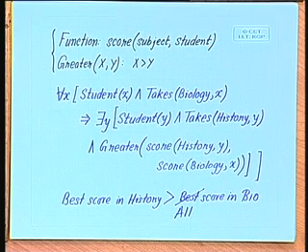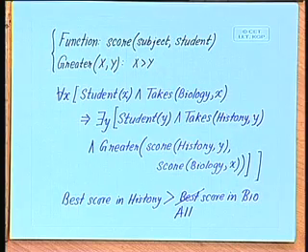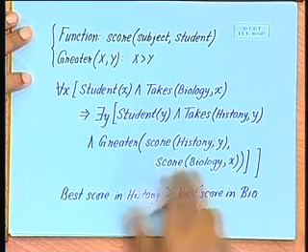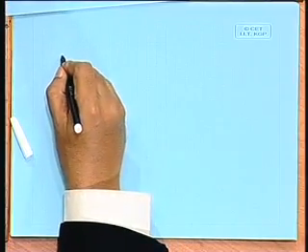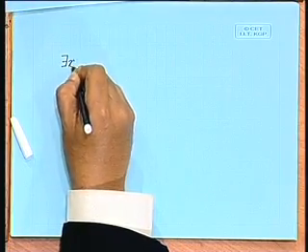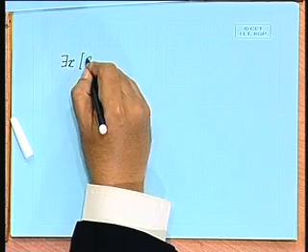In which the first one is there exists X such that student X and takes biology X. The second one is that there exists Y such that student Y and takes history Y, and the third one is that greater score history Y and score biology X. Now, come again. How do you want to write this? These three terms will be ANDed, and the first one, instead of for all X, it will be there exists X. Okay, let me rewrite this. So, you are saying the first term will be there exists X, then student X and takes biology X.